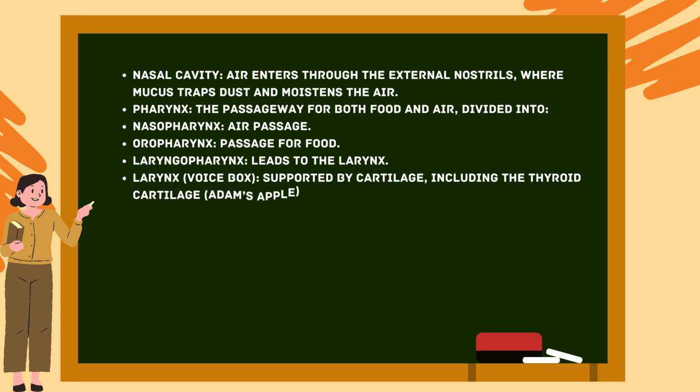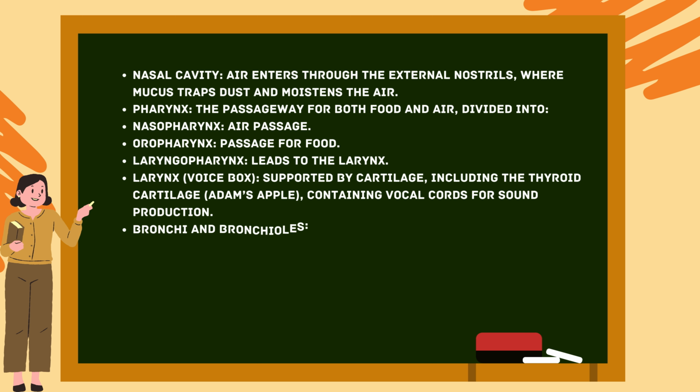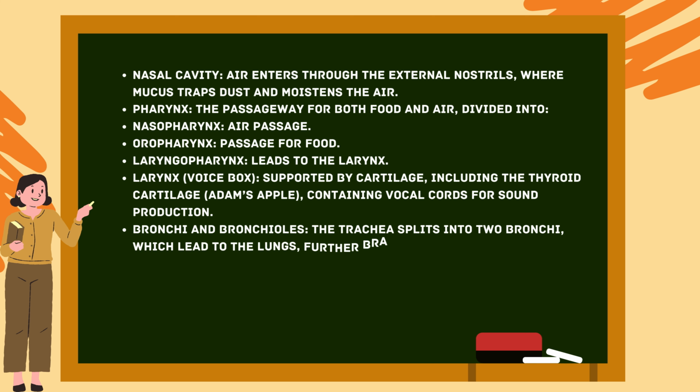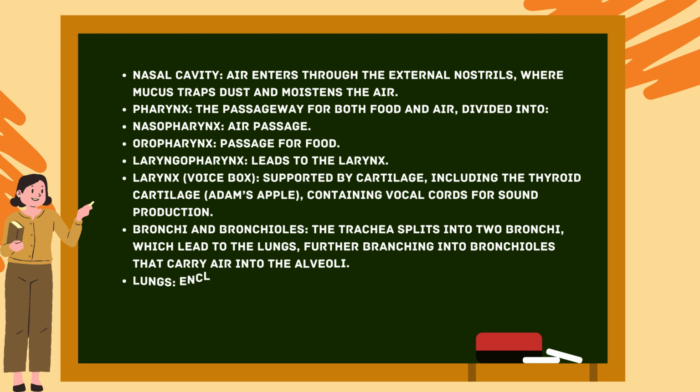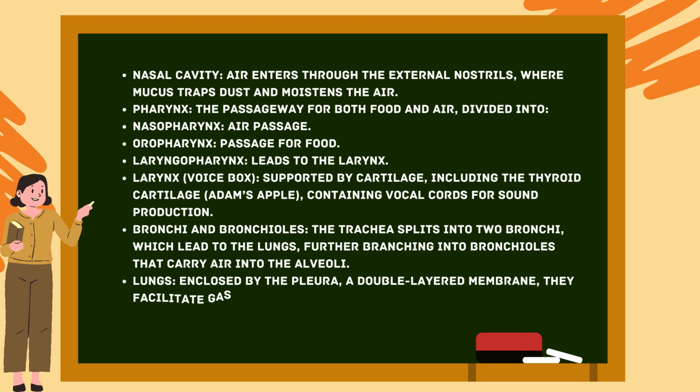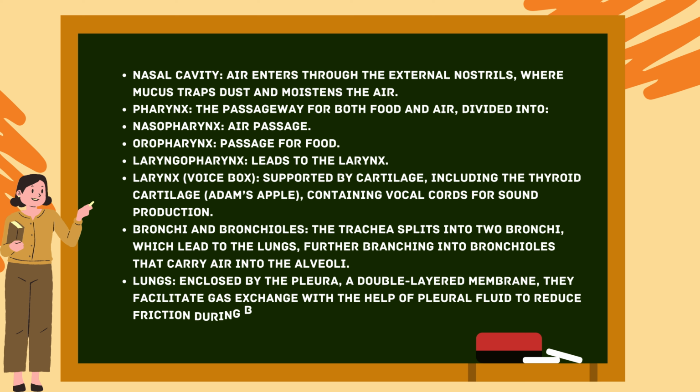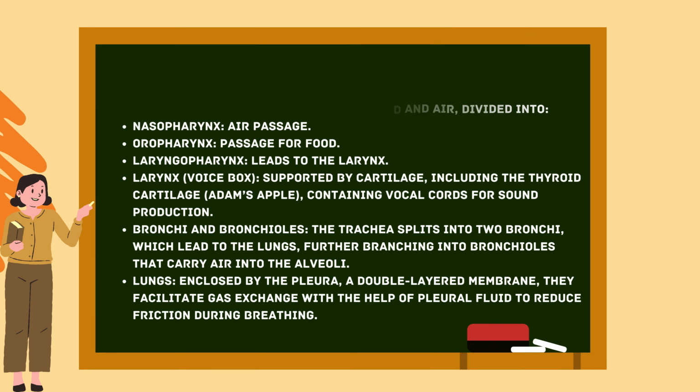Larynx. Voice box supported by cartilage, including the thyroid cartilage, Adam's apple, containing vocal cords for sound production. Bronchi and bronchioles. The trachea splits into two bronchi, which lead to the lungs, further branching into bronchioles that carry air into the alveoli. Lungs, enclosed by the pleura, a double-layered membrane, facilitate gas exchange with the help of pleural fluid to reduce friction during breathing.